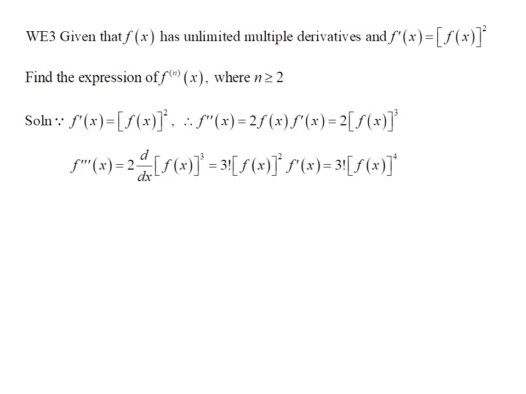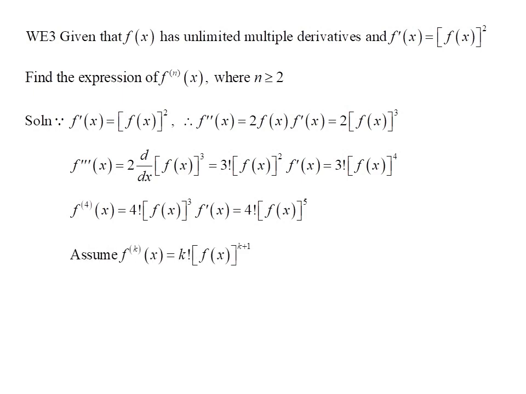Accordingly, the third derivative of f of x equals 3 factorial times the square of f of x times f prime of x, which equals 3 factorial times f of x to the 4th. Then the fourth derivative of f of x equals 4 factorial times f of x to the 3rd times f prime of x, which equals 4 factorial times f of x to the 5th, and so on.